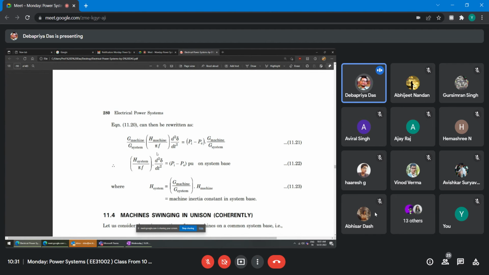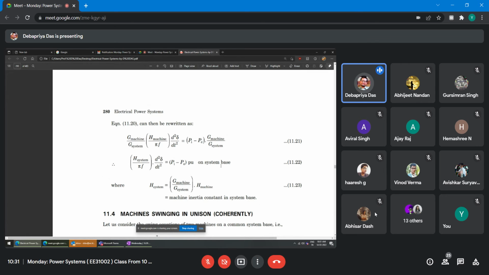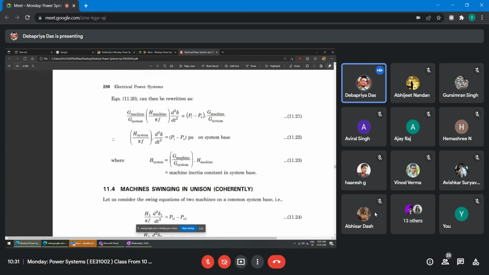Therefore this equation can be written as H system upon pi f, because G machine H machine upon G system is converted to per unit on system base, where H system is equal to G machine upon G system into H machine. That is the machine inertia constant on system base. As your test will be offline and closed book, a little bit of practice is necessary, right?